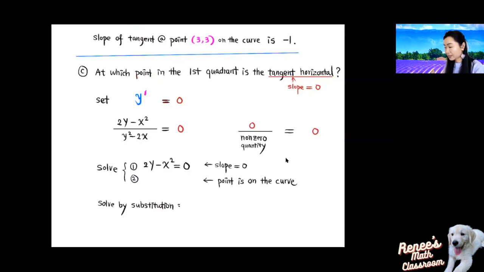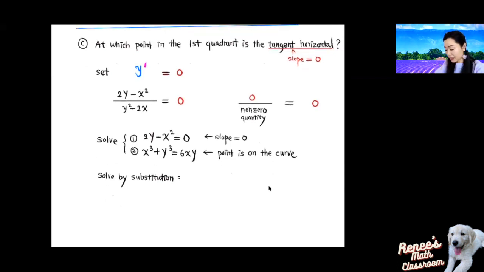So we need another equation. That point is on the curve, so that point satisfies the equation. We can write down the equation over here. The equation for that curve is x cubed plus y cubed is equal to 6xy. So now we have the equation for that point.